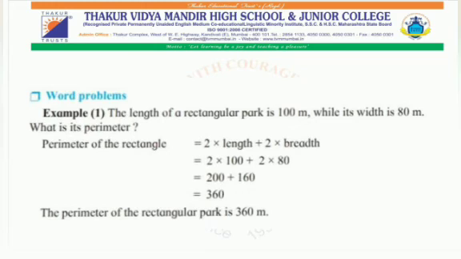Let us go ahead and understand word problems. The length of a rectangular park is 100 meters, while its width is 80 meters. What is its perimeter? Students, as we all know, the formula for the perimeter of a rectangle equals 2 into length plus 2 into breadth. That is 2 into 100, as length is 100, plus 2 into 80, as breadth over here is 80. So 2 into 100 is 200 plus 2 into 80 is 160. Together that makes 200 plus 160, which is 360. Therefore, students, the perimeter of the rectangular park is 360 meters.